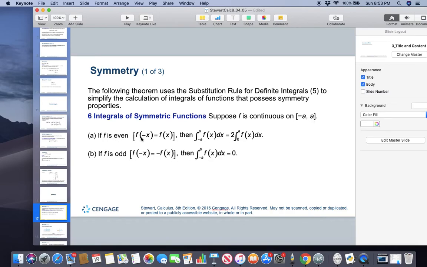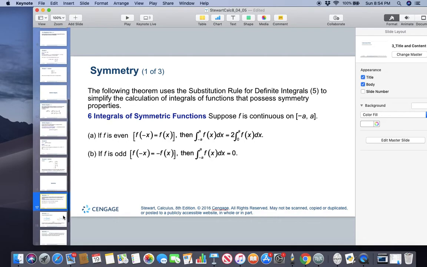If f is even, that is f of negative x is f of x, then the integral from negative a to a of f(x) dx is twice the integral from 0 to a of f(x) dx. What does that mean? The area under the curve of f(x) from negative a to a is twice the area under the curve of f(x) from 0 to a. Why would that be?